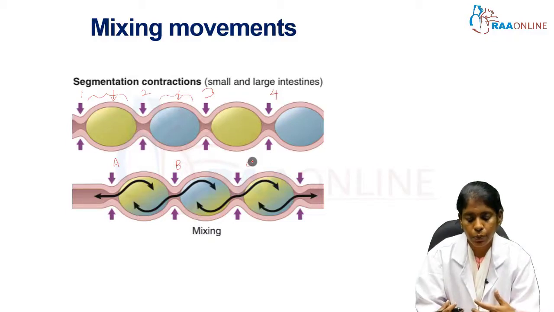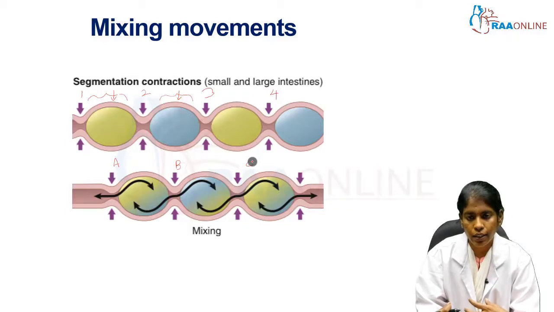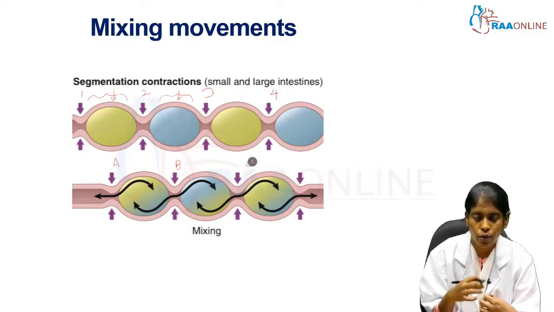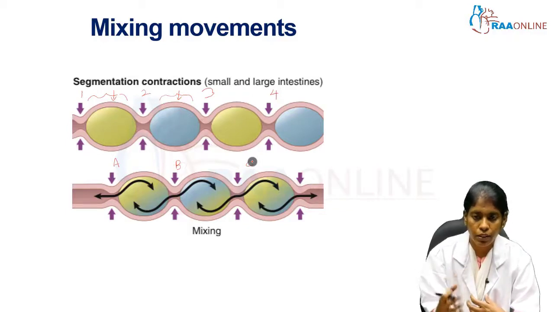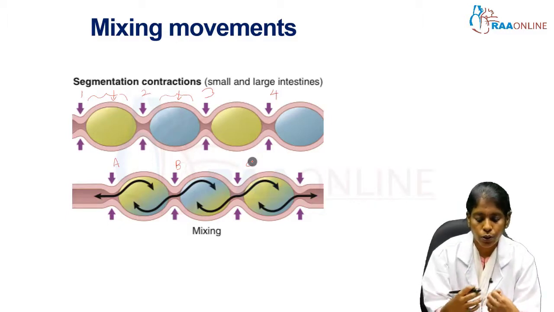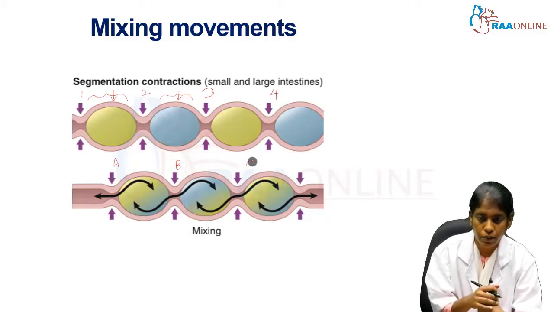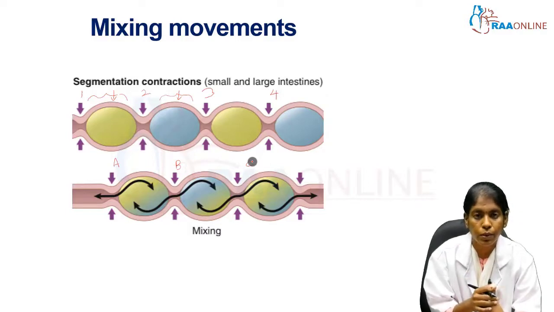This process will repeat again and again until the luminal contents are dug in and rolled over and completely mixed with the digestive juices. New sets of contractions will take place at different points until the luminal contents are completely mixed with the digestive juices. There is also another purpose of these mixing movements.